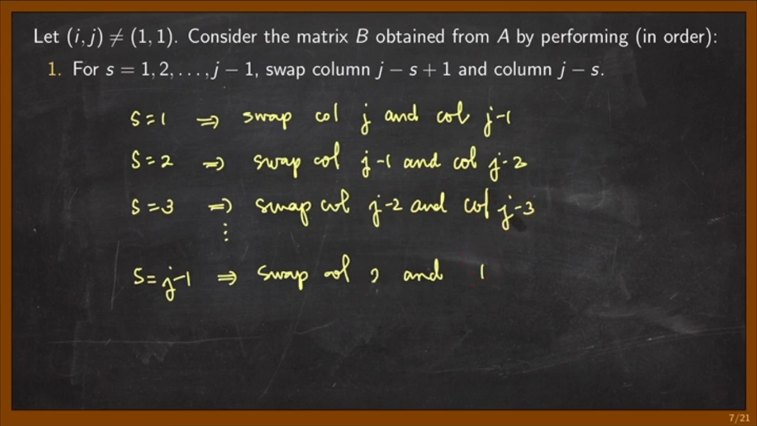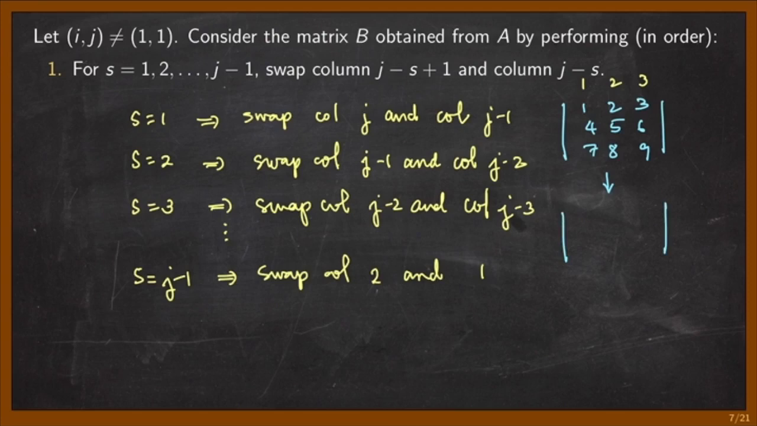So notice that this action, in effect, places column j of A in the first column, while not disarranging the other columns. What do I mean by this? As you can see, if I consider, for example, this matrix 1, 2, 3, 4, 5, 6, 7, 8, 9, notice that we have three columns over here. So if we first swap the second and third column, we get the following as a result.